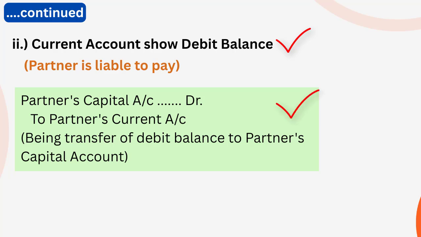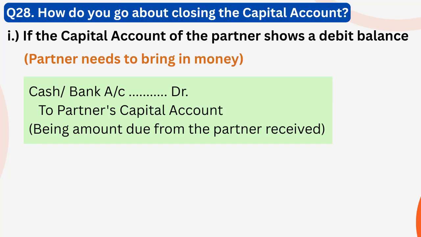And we do all of this because at the time of final settlement, especially in dissolution, we want all the amounts to be consolidated into capital account. So we first settle the current account and then finally pay off or adjust the capital account. Okay, so we just saw closing the current account of the partner.